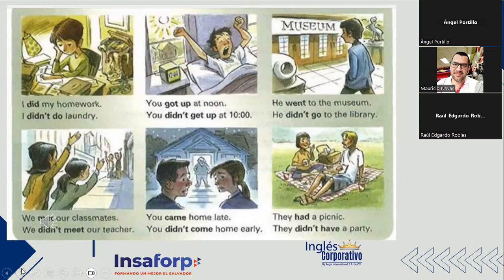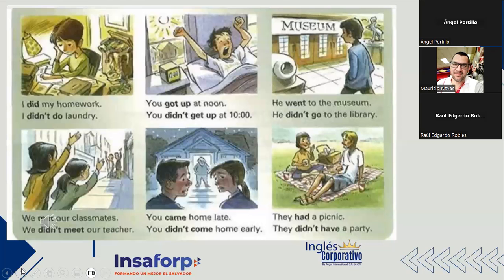Look at the following example. I did my homework. So this is the verb do in past, right? Did. I didn't do laundry. You got up at noon. You didn't get up at 10 a.m. So you got up. Got up is the simple past of get up. He went to the museum. He didn't go to the library. Went is the simple past form of the verb go.